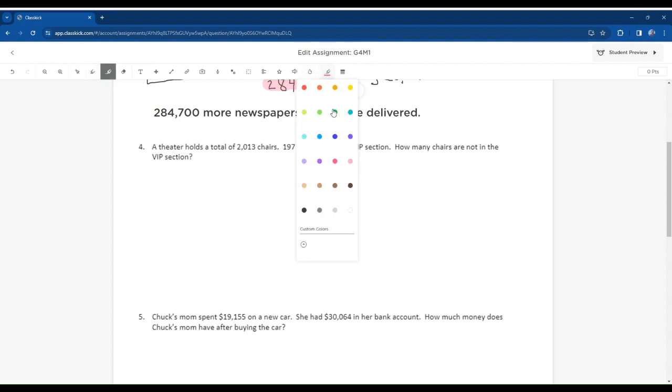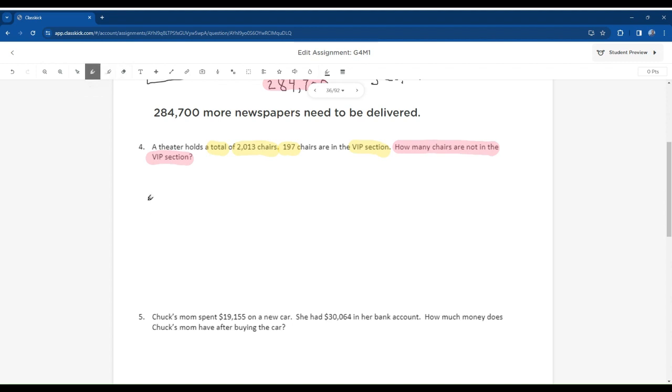I think this problem does a good job of really illustrating that we have a whole and we have two parts. So we have this theater, and there's a total of 2,013 chairs. That's how many chairs there are in all. Some of them are in the VIP section. 197 are in the VIP section, and we need to figure out how many are not. How many chairs are not in the VIP section? So there's chairs that are in the VIP section, there's chairs that are not in the VIP section. But all in all, there's 2,013 chairs in both the VIP section and the non-VIP section.